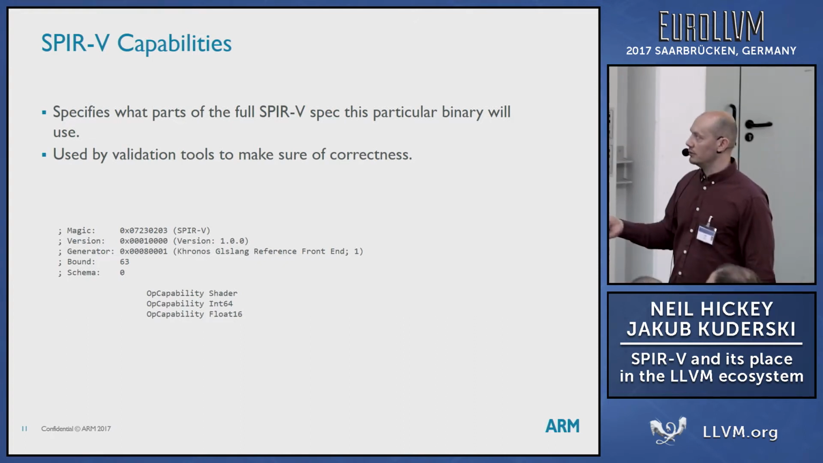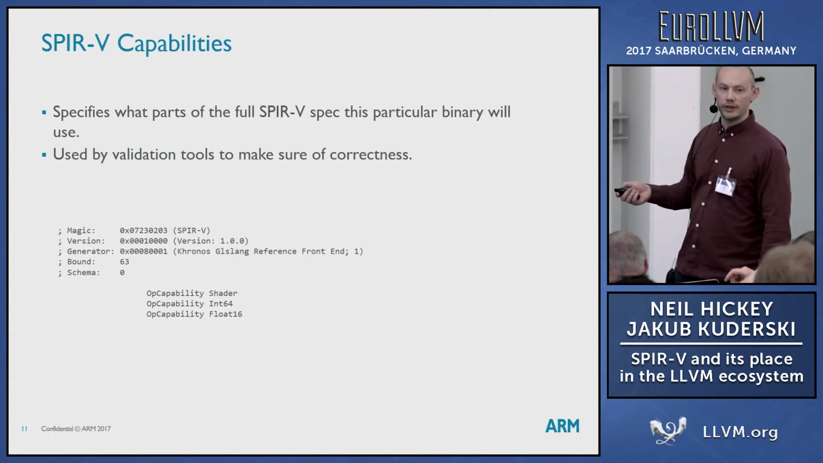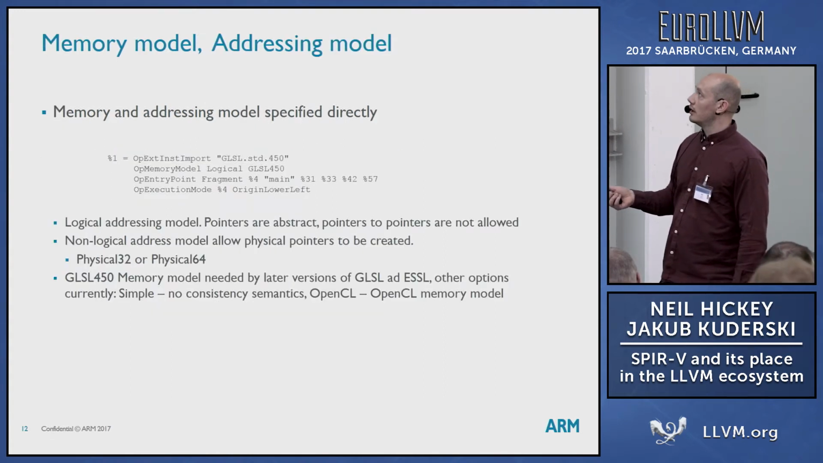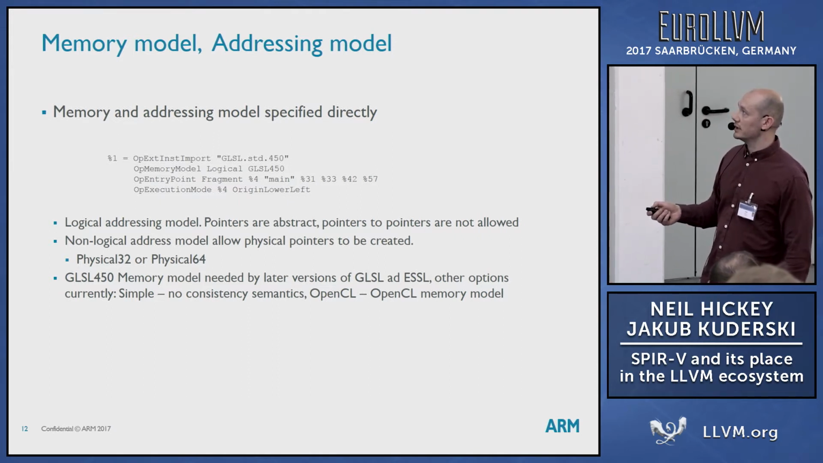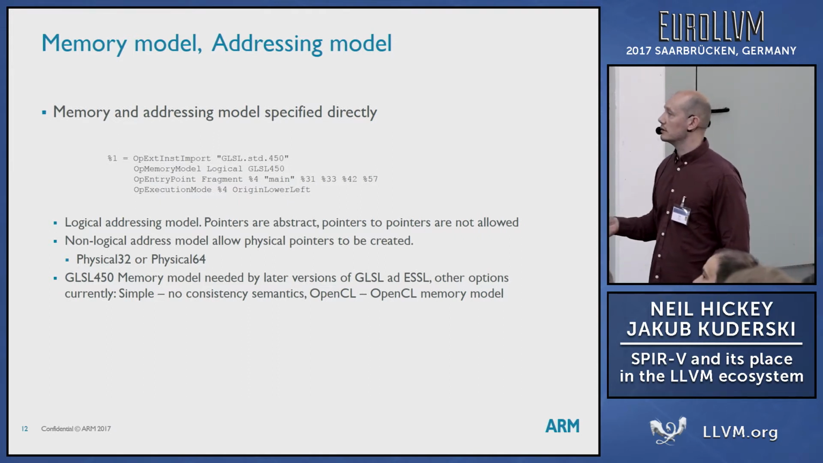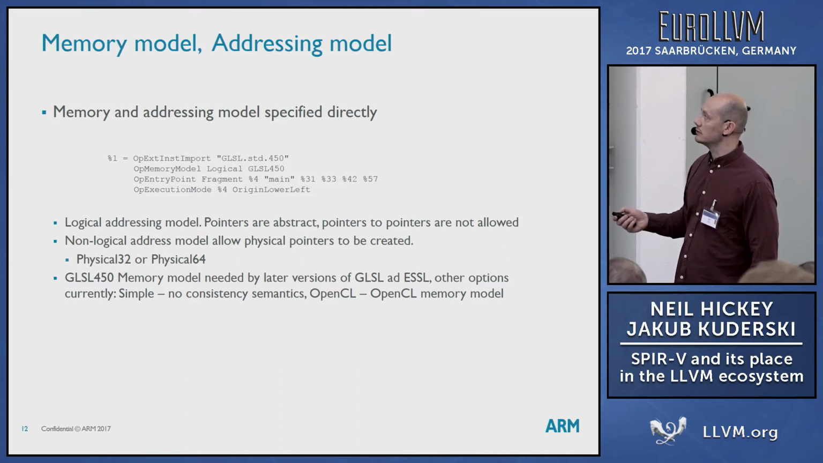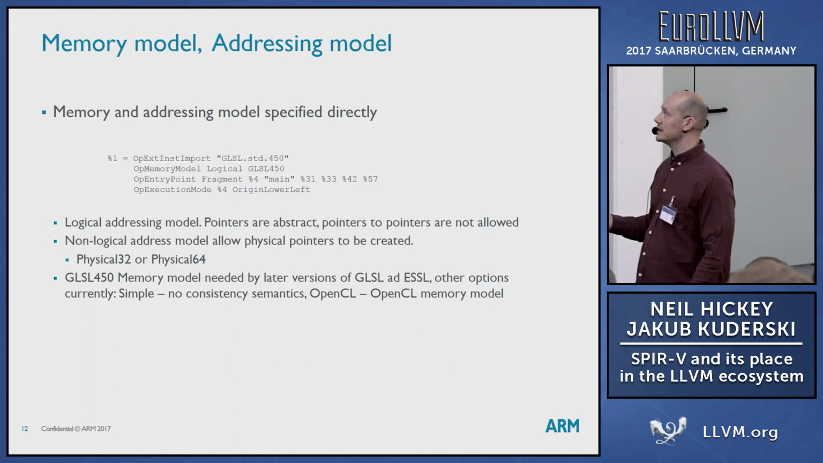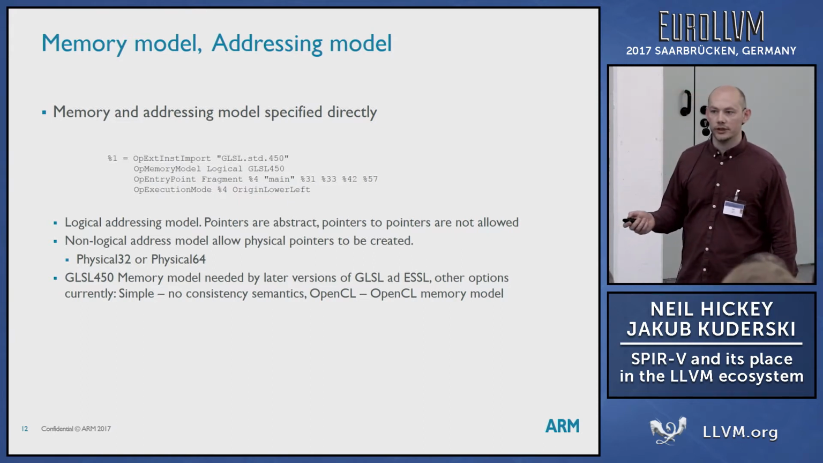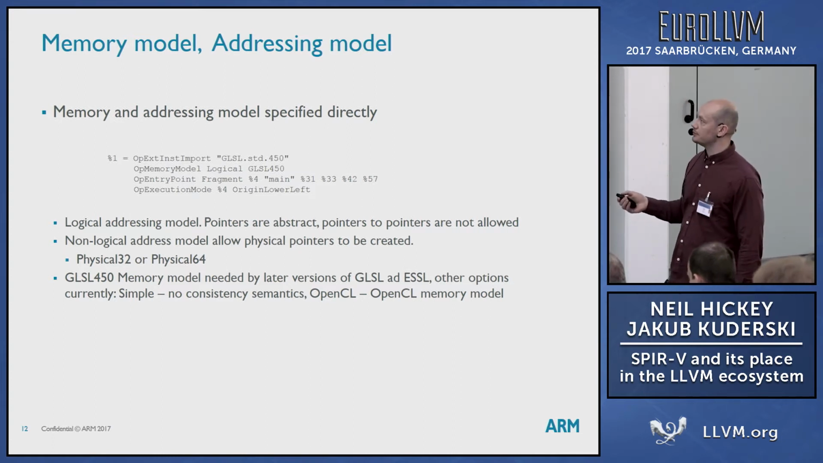And obviously, if the GPU equally doesn't support these capabilities, then you'll get an error when you attempt to execute it. The next thing is the memory model and addressing model are specified directly, which is a little bit different than LLVM. So here we're saying that we're using GLSL. We're specifying the logical memory model, logical addressing model, which means that pointers are abstract. You can't create an OpVariable of a pointer, and therefore pointers to pointers are not allowed.